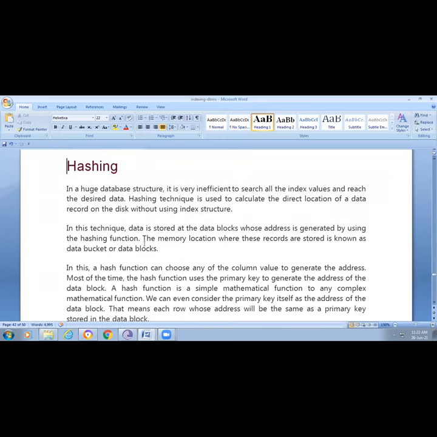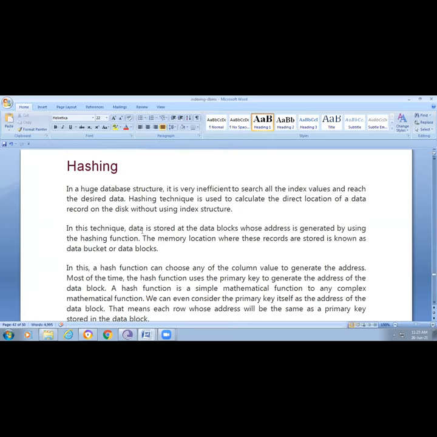Hashing. What is hashing? In the last classes we discussed this, and we already discussed indexing also. What is indexing? Indexing is based upon a key, and that key value is used to find the data, that is, where the location of the data is. Using those indexes, we are easily retrieving the data from the database. Here hashing is performing the same thing, but it is better than indexing. It improves the search process.